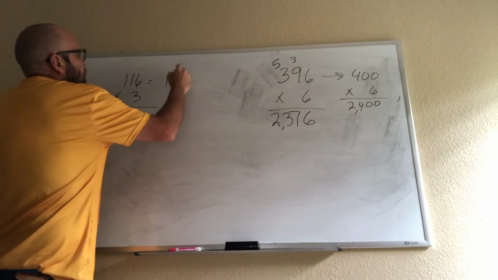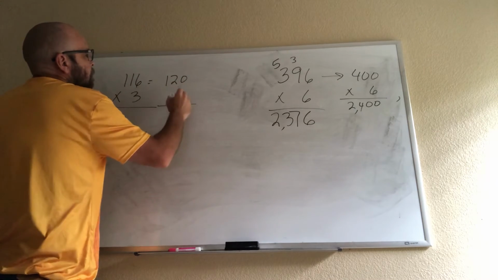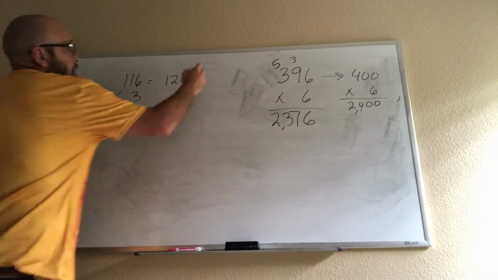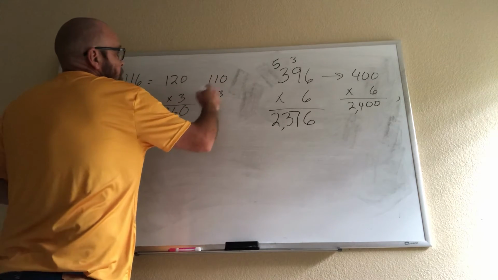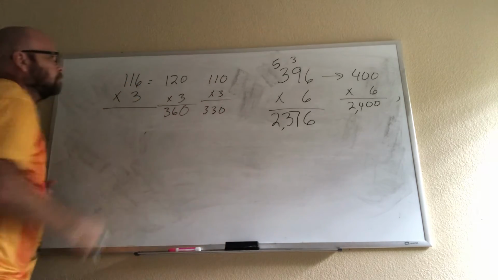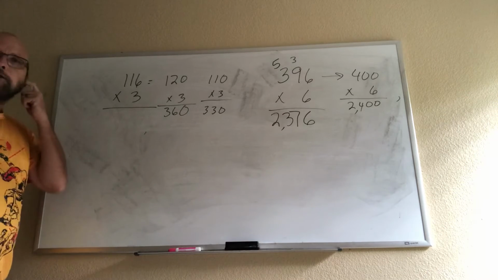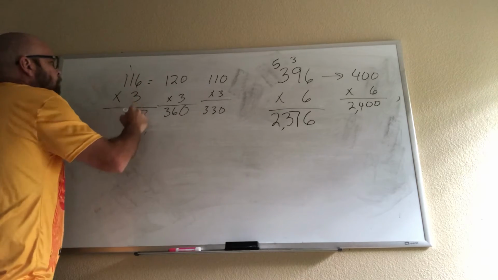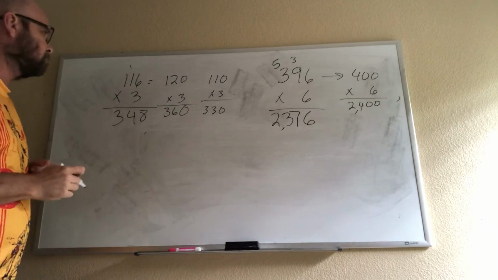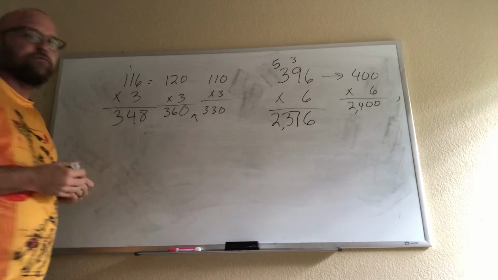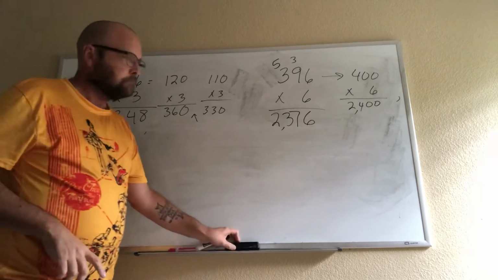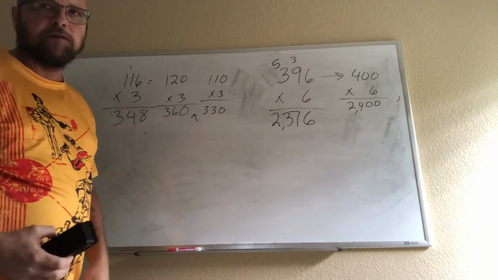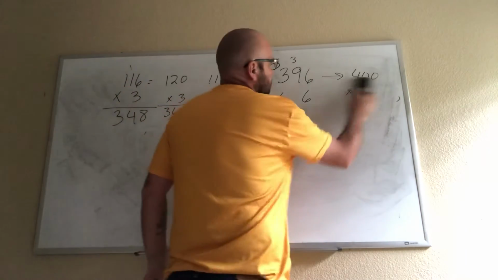116 times 3. I'm going to make this 120 times 3. My trailing zero comes down, 3 times 12 is 36. If I made it 110 times 3, 330. So my answer is going to be between those two numbers, 330 and 360. 3 times 6 is 18, carry the 1, 348 is my actual answer. And it does fall in between those. My estimates can be done really quick because I know 3 times 12, I know 3 times 11, so it makes it really easy to do them quickly.